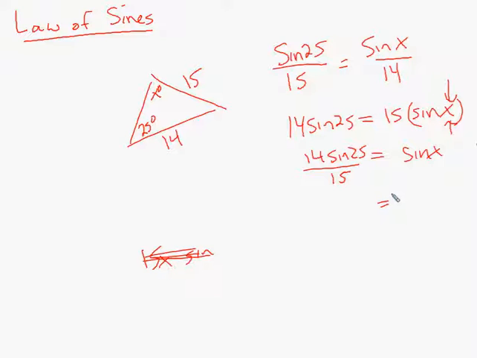Alright, so we have 14 sine 25, and then we divide that by 15. So we get, and we'll need 4 decimal places, 0.3944 equals sine x. At this step, what do we do? Inverse. Whenever we're looking for an angle, we use an inverse. And I get about 23.2 degrees.